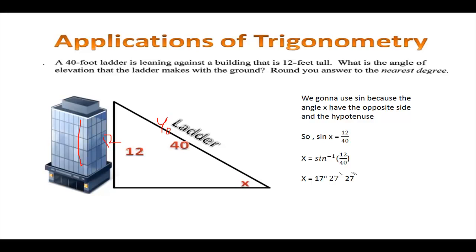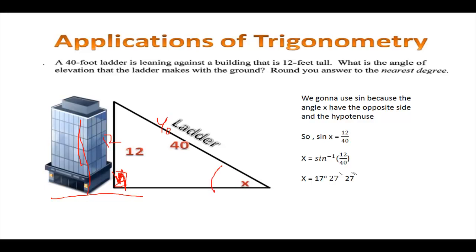So where is the right angle? Of course, the base of the building is the right angle. Why? Because any building in the world is perpendicular to the ground. Any building or tower or anything built must be straight, so the building will be perpendicular to the ground. So we have here the 90 degrees.